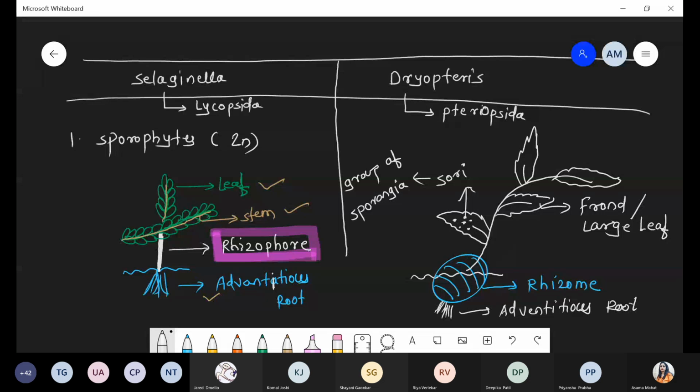I hope the diagram is covered and I will explain some part. Two questions are here: one is on the rhizophore and another one is the frond. And a third one is sori. What is the meaning of sori? Once you finish this diagram, please tell me.